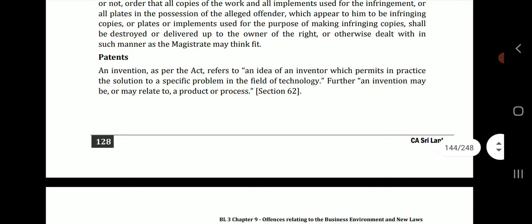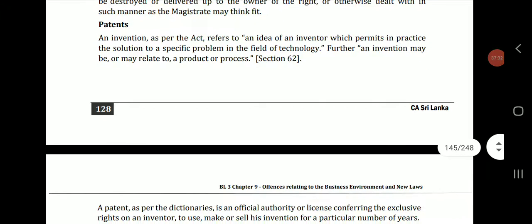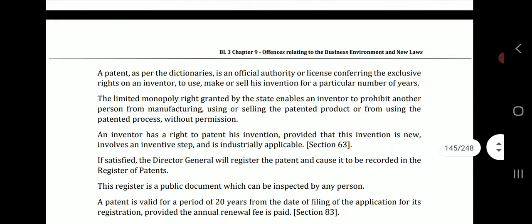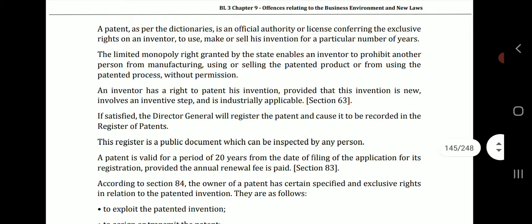Patents. An invention refers to an idea that permits the inventor to practice a solution to a specific problem in the field of technology. As per the dictionary, a patent is a license conferring exclusive rights on an inventor to use, make and sell an invention for a particular number of years. Like I said before, it is a license you get for your invention to protect its rights and to prohibit other companies from selling or manufacturing it.